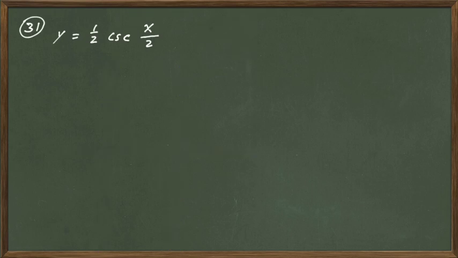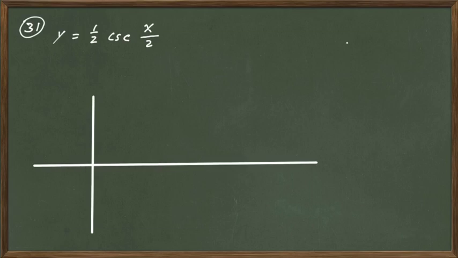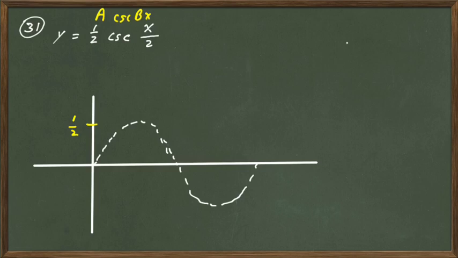Now we're going to look at cosecant. Cosecant is 1 over sine. So first thing I might do is sketch a sine wave. Sine starts at the origin and looks a lot like this. However, what's the amplitude on this one now? 1/2. So it's only going to go up to 1/2 and down to -1/2.